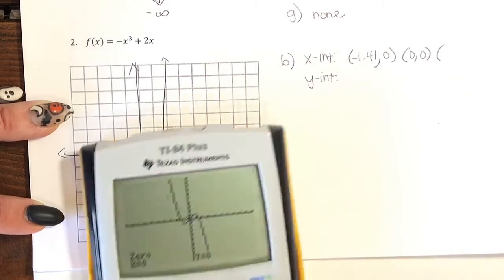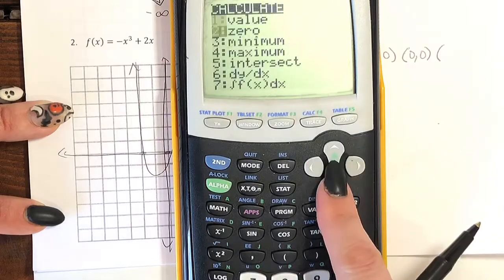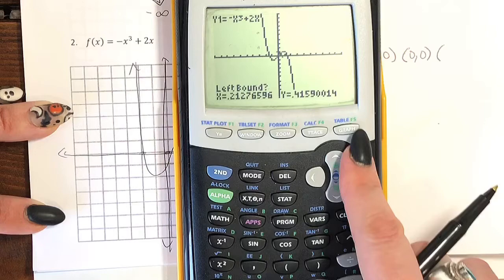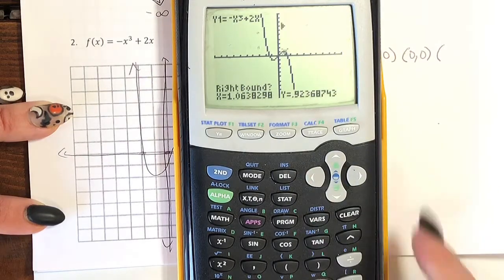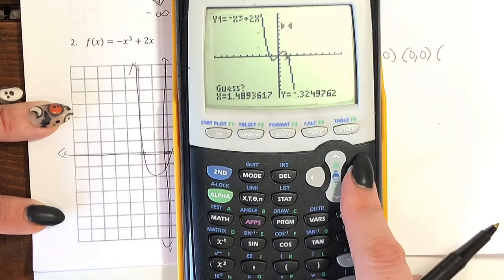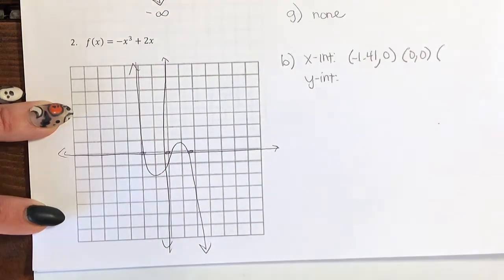And then let's do the right one. So repeat again, second calc, go down to 0. And then we want to be left of it. So if this is my intercept, I want to be to the left, push enter. I want to be to the right, push enter, and then guess. And now we have positive 1.41.